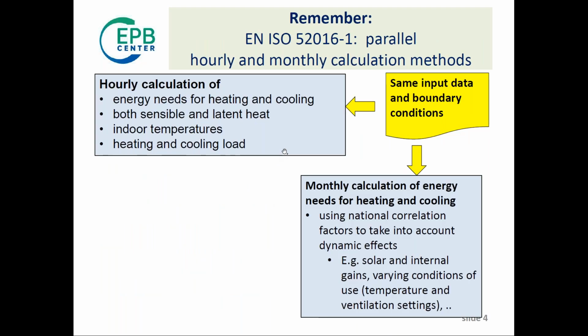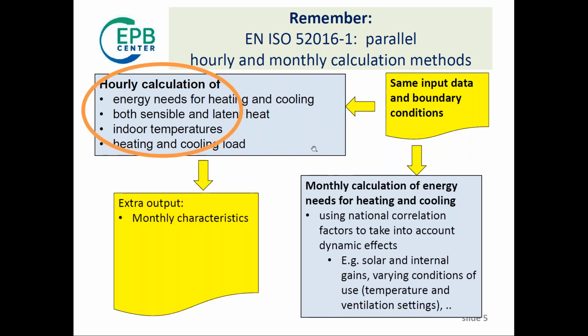Just to recall, because if you have attended previous webinars, you've seen this picture already a few times. The standard to calculate the energy needs for heating and cooling contains both an hourly calculation method and a monthly calculation method. And they both use the same input data and boundary conditions. Of course, the monthly method uses monthly average values, and the hourly method uses the pure hourly values. And of course, the hourly calculation method can also give you the hourly indoor temperatures and heating and cooling loads, and the monthly method gives you only monthly results. But they run in parallel in this standard.